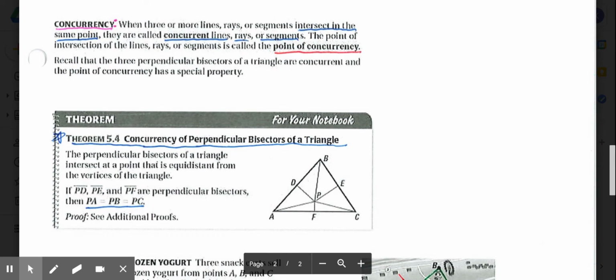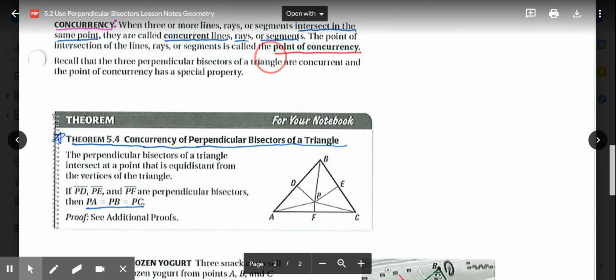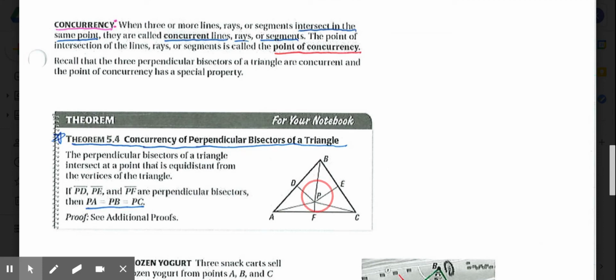And now we're going to add one additional vocab term here, which is concurrency. What concurrency means is when three or more lines, rays, or segments intersect at the same point. So if three or more lines intersect at the same point, they're known as concurrent lines or concurrent rays or segments, depending what figure they are. The point that they meet at is called the point of concurrency. So if we look down here, P would be a point of concurrency because multiple lines meet at P.